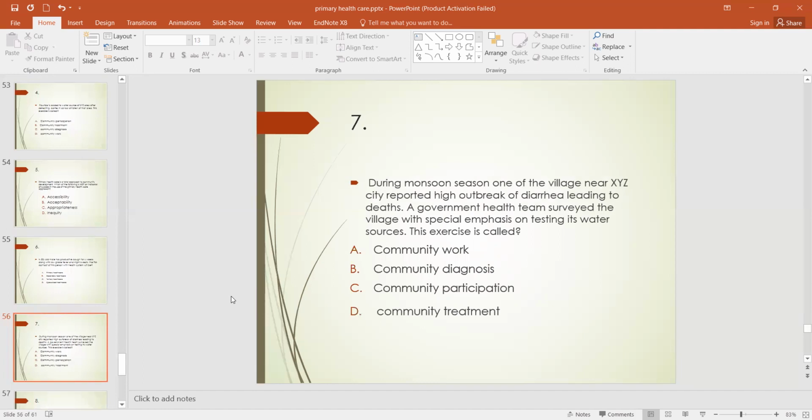During monsoon season, one of the villages near XYZ city reported a high outbreak of diarrhea leading to several deaths. A government health team surveyed the village with special emphasis on testing its water sources. The exercise is called community work, community diagnosis, community participation, community treatment. B, community diagnosis is the right option.